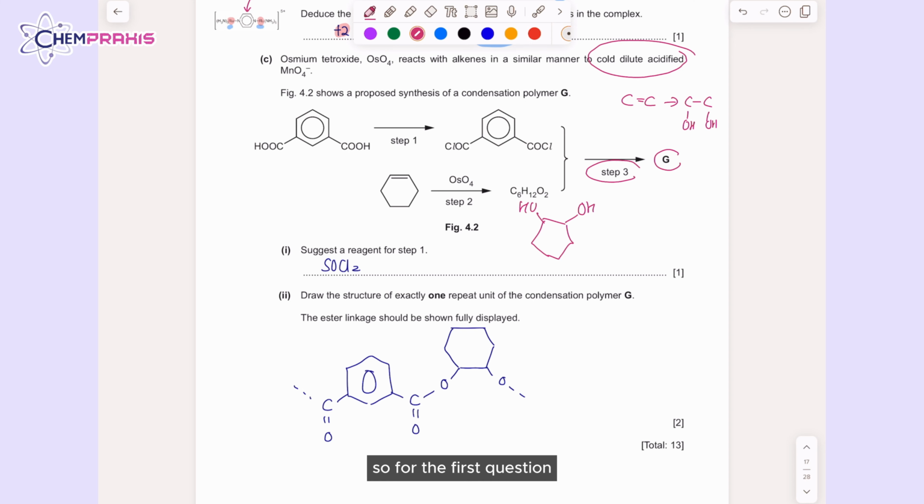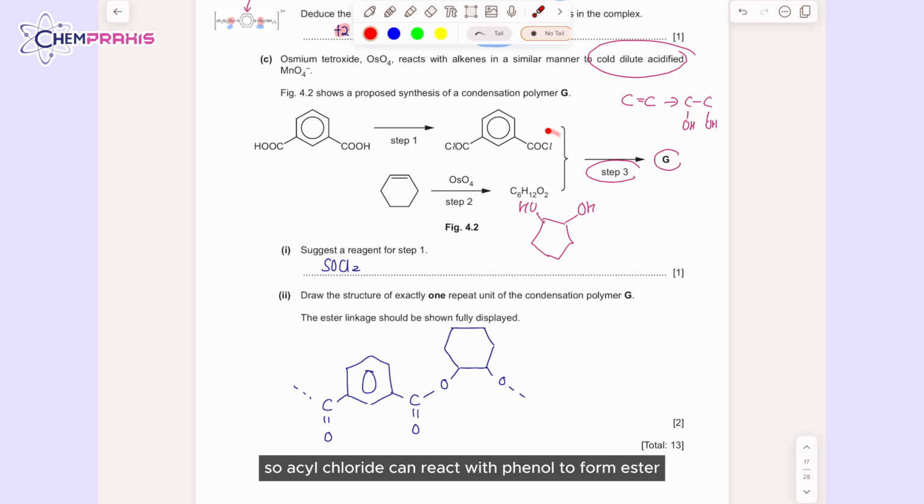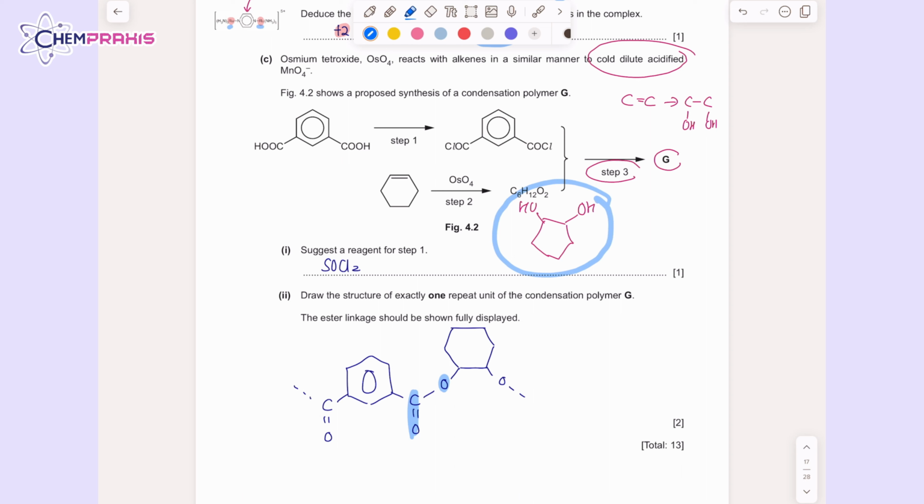For the first question, suggest a reagent for step 1. In order to change benzoic acid to acyl chloride, we can use SOCl2 or PCl5 or PCl3. Draw the structure of exactly one repeat unit of the condensation polymer G. The ester linkage should be shown fully displayed. So acyl chloride can react with phenol to form an ester. You can see that we have the C double bond O connected to the oxygens of this structure, and this one is one repeat unit.